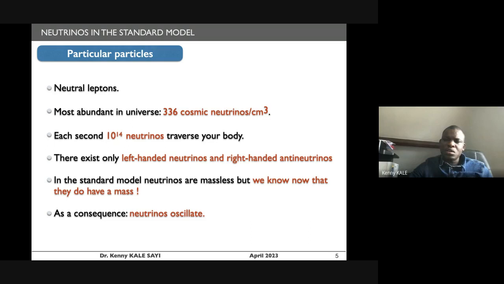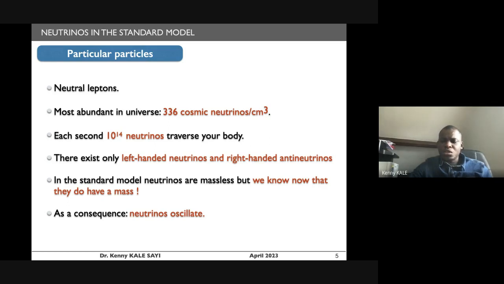And all equations in this standard model, which describes particle physics, assume that neutrinos have got no mass. But a few years ago, thanks to experiments, we have seen that neutrinos have got mass. And this is very decisive because this changes many things in our understanding of the universe. And we're going to see that. And the consequence of the fact that neutrinos have got mass is that they can oscillate. This is what we call the neutrino oscillation.